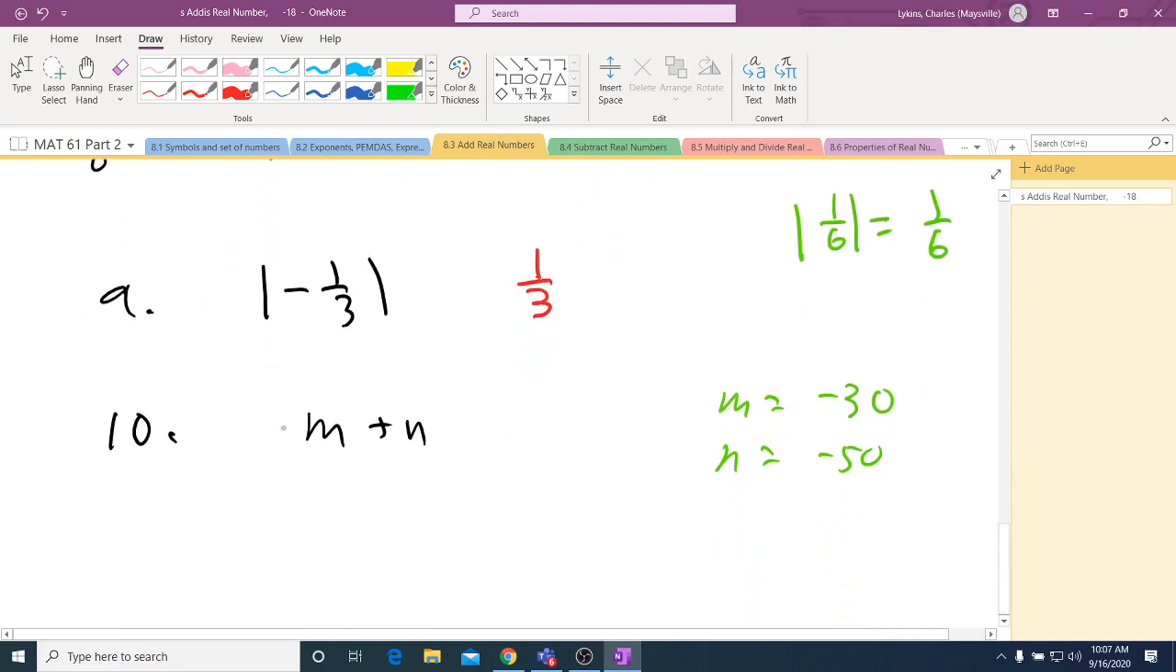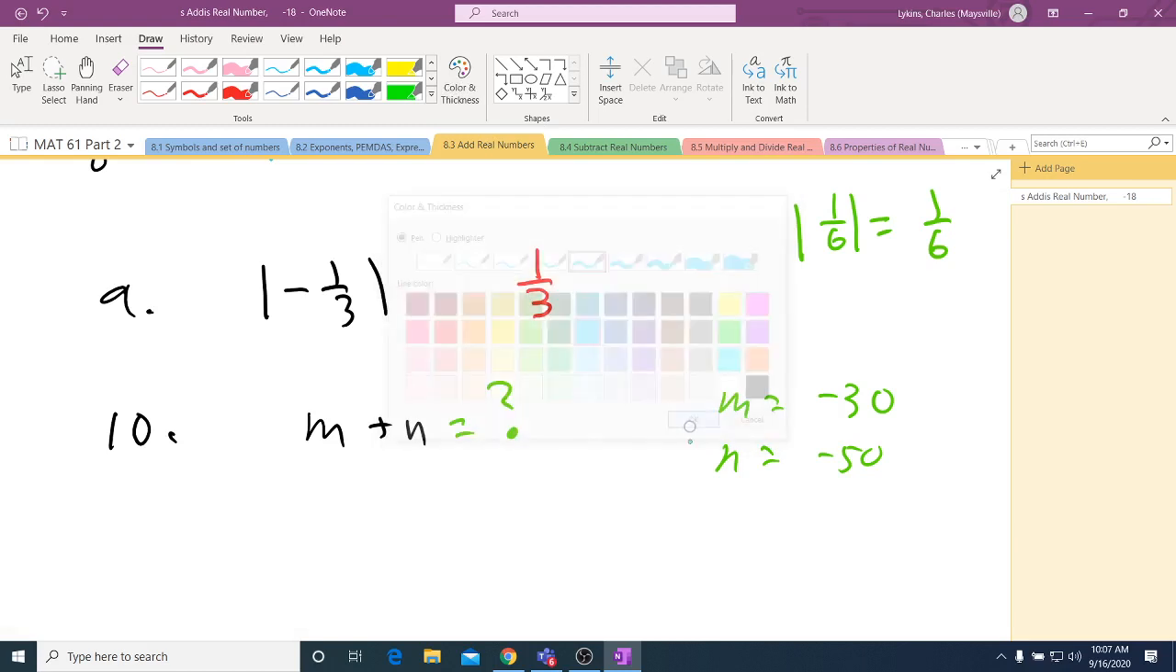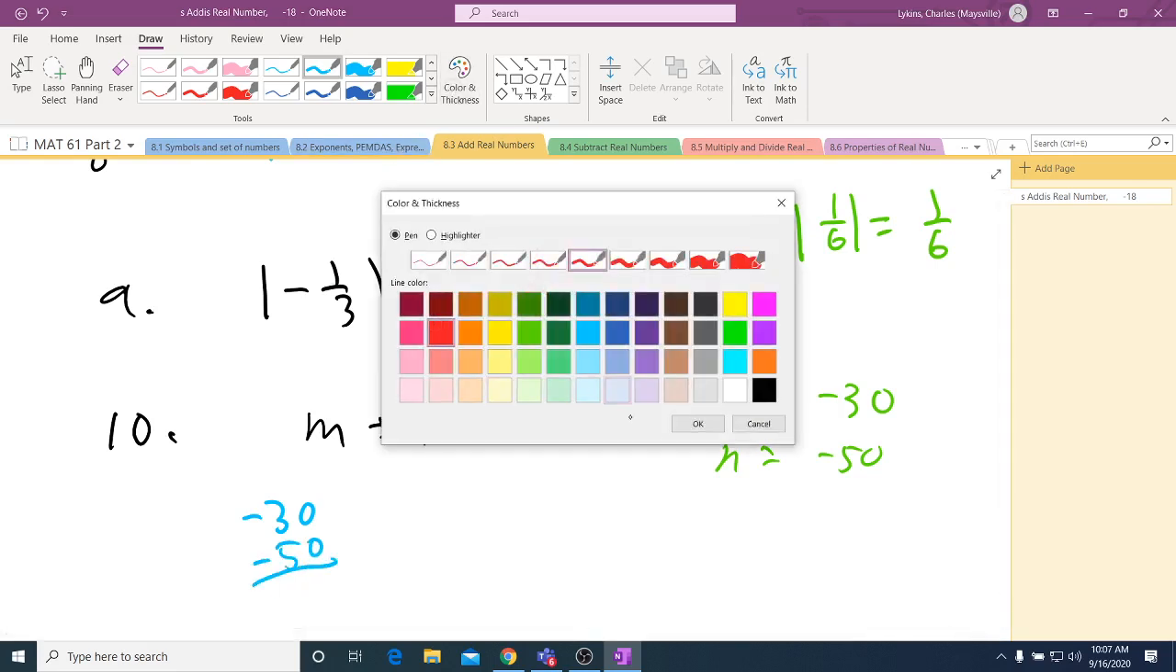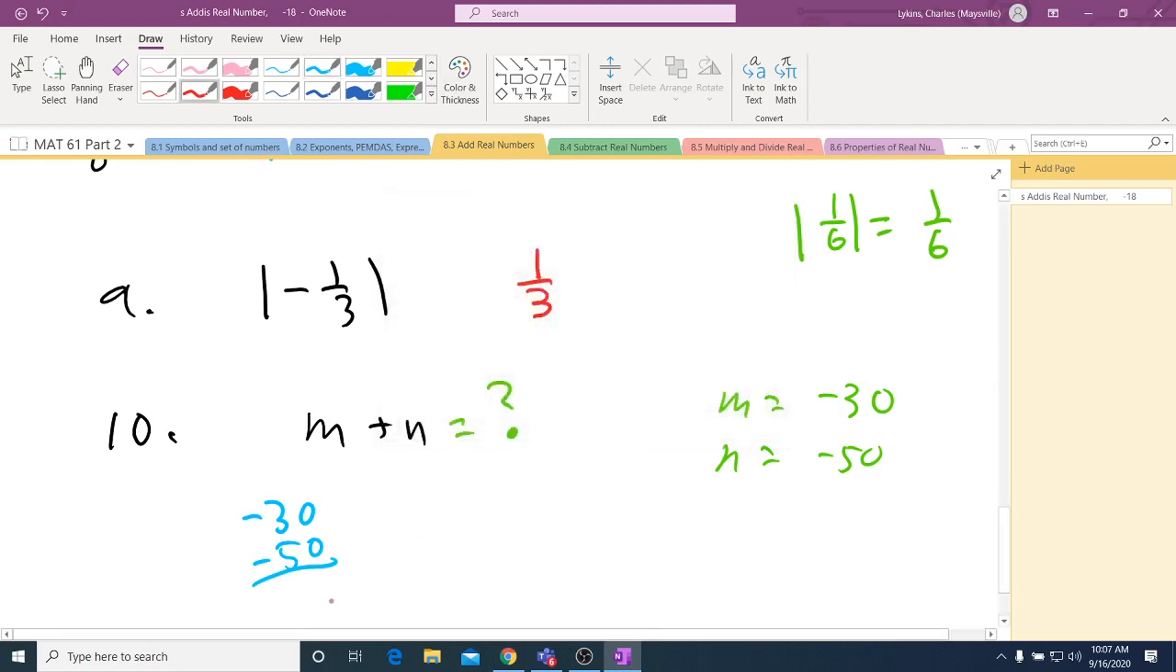And finally, if I give you m plus n, and I want you to tell me what does it equal, all you have to do is switch in your numbers. I've got a negative 30 plus a negative 50. So remember that you bring down your sign because they're the same. So if you owe me 30 and owe me 50, that means you owe me 80.